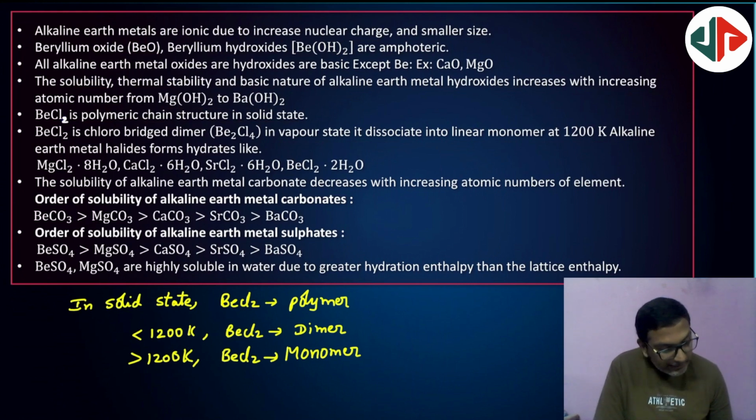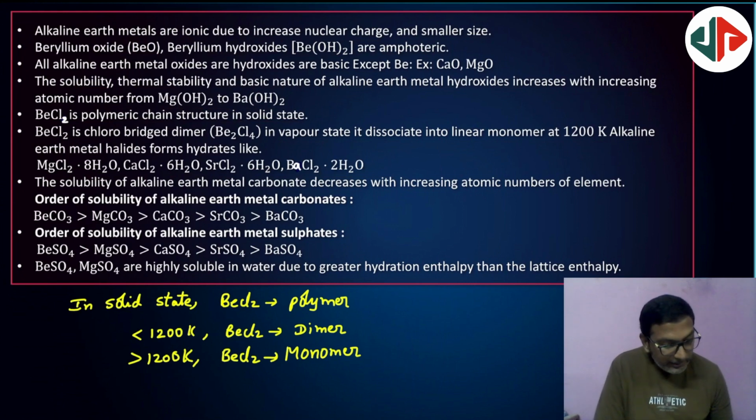See, hydration decreases down the group. So here Ba should be BaCl2. See here, magnesium and calcium can form octahydrates, 8H2O. So magnesium 8, calcium 8 or 6, strontium also 6, but barium 2. Hydration decreases down the group. Barium, due to large size, can form only dihydrate.